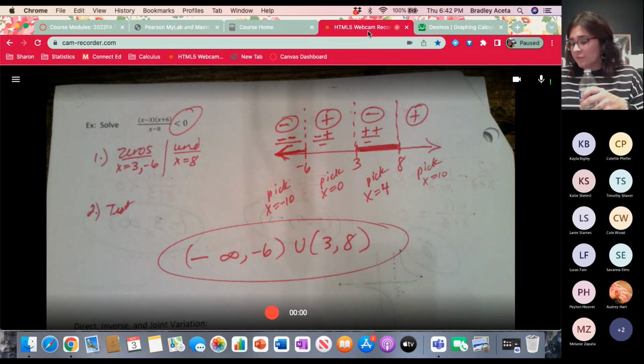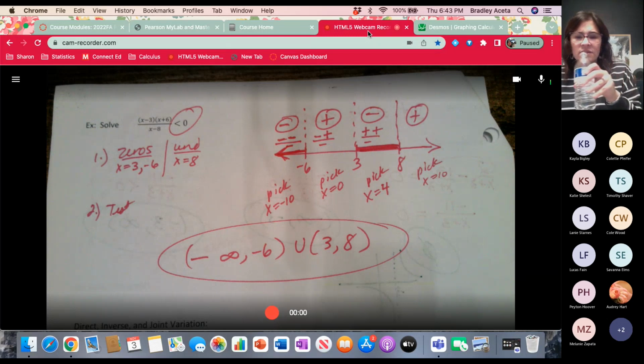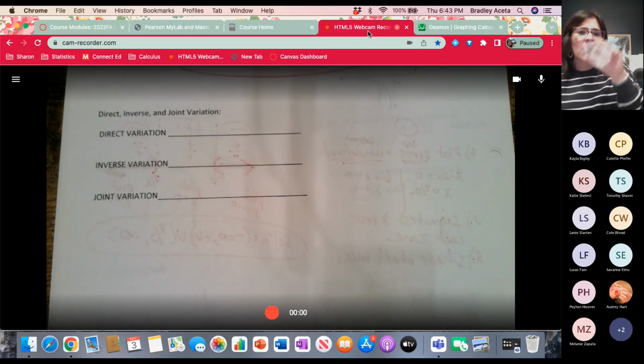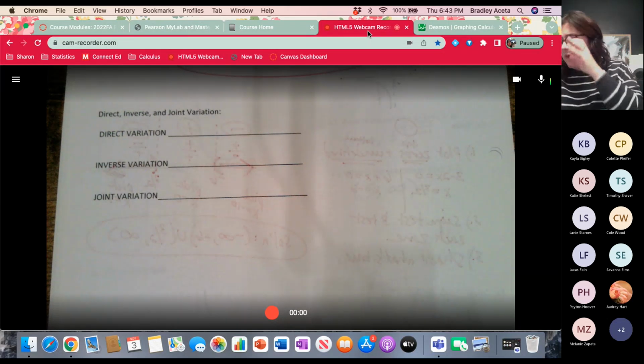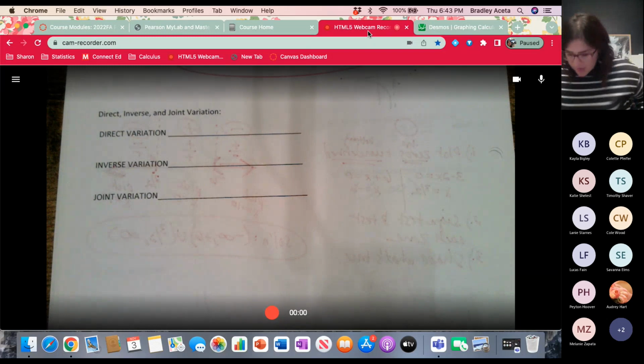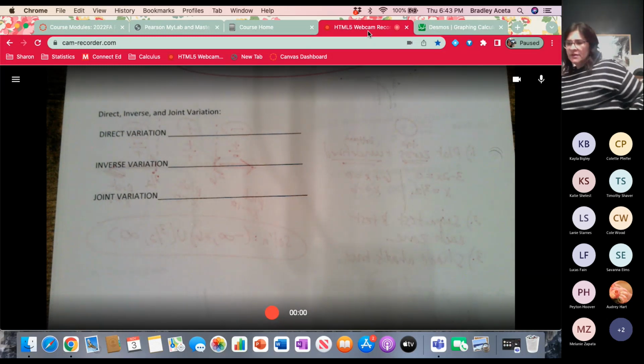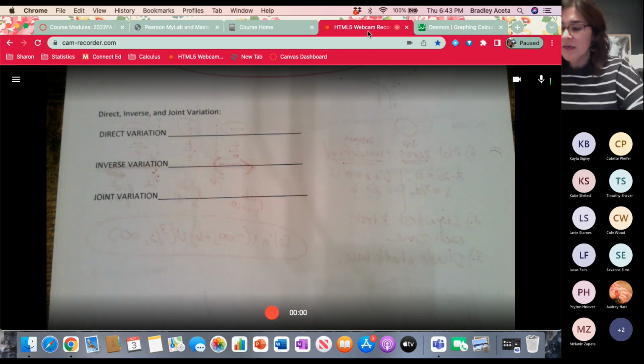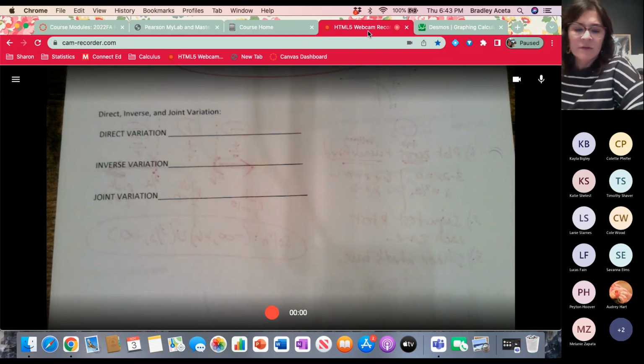Just some applications to rational equations, and one of them being direct, inverse, and joint variation. Now, you probably haven't heard these since a long time. Like I was just doing it with my calculus students. They hadn't seen it since they were in Algebra 2. So let me give you the formulas for these.